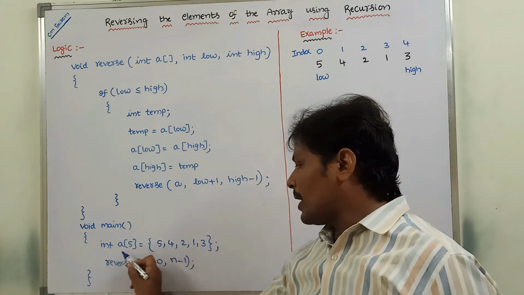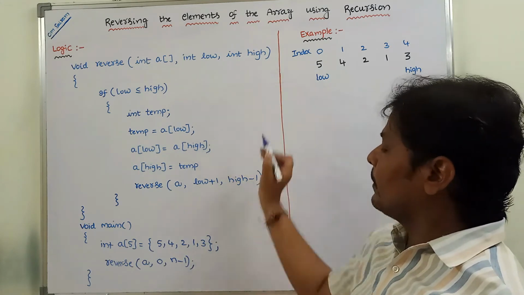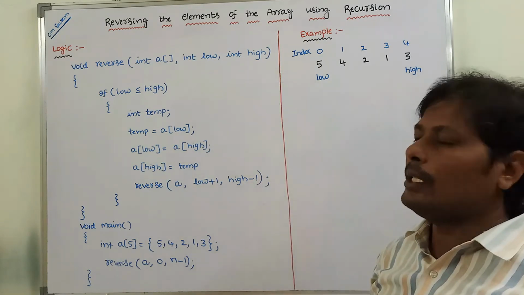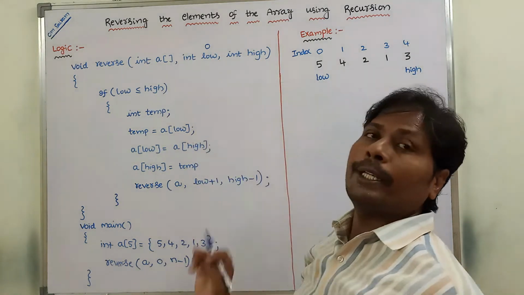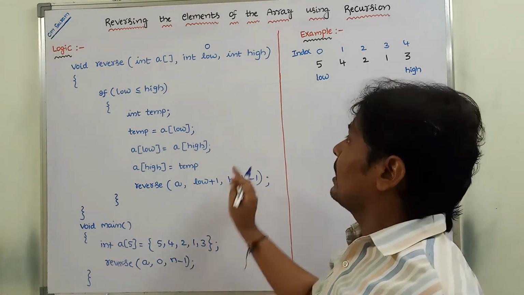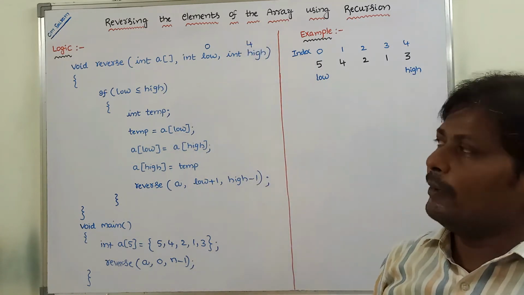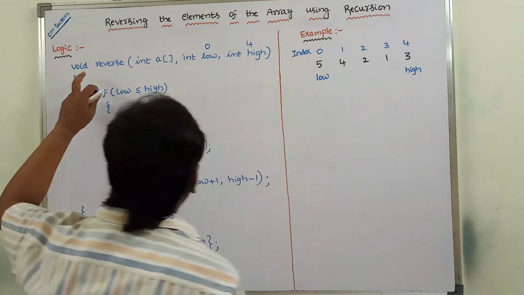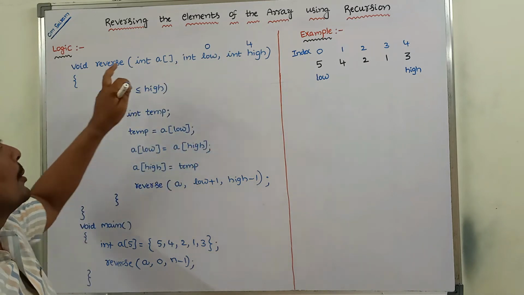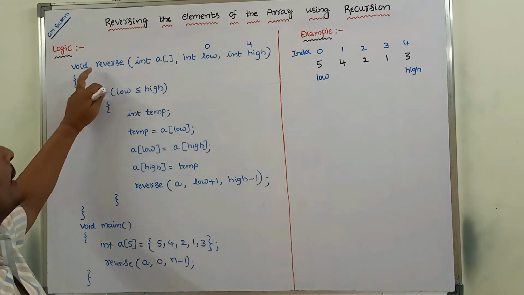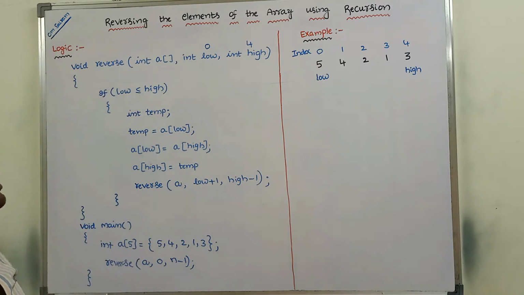Whenever this function is called in the main program, the program control is transferred from the calling function to the called function. Here low value is 0, that is copied. 0 is copied into the low value, and n minus 1 is copied into the high value. N minus 1 is nothing but 4. Okay. Now here void reverse int a, int low comma int high. So this is the function name. Void, this function does not return anything, so we have to write void before the function name.